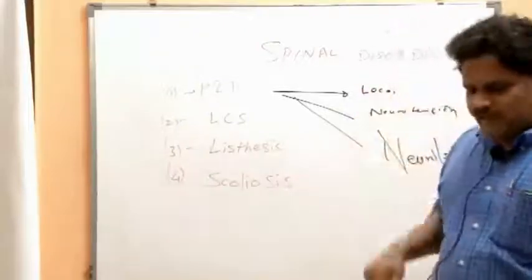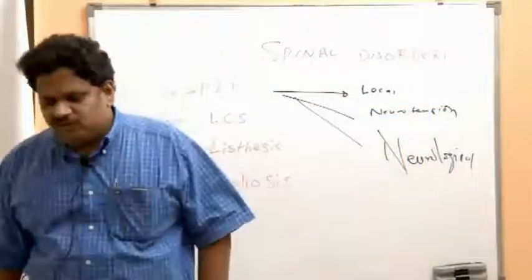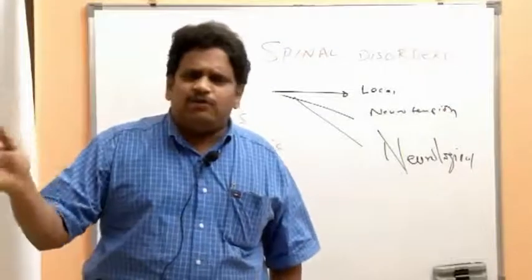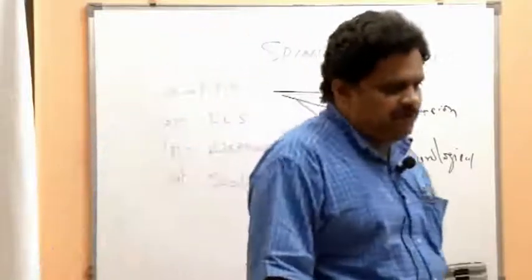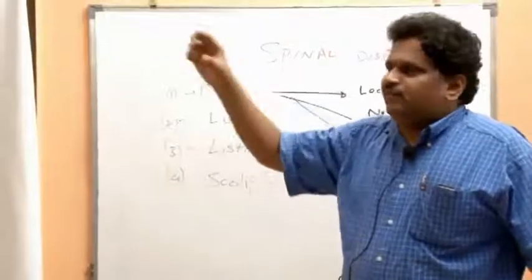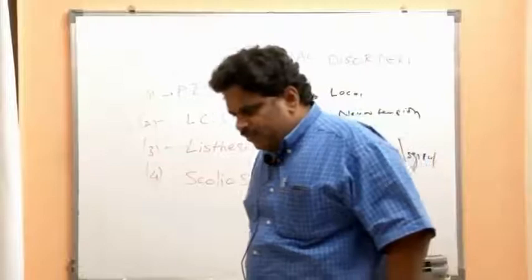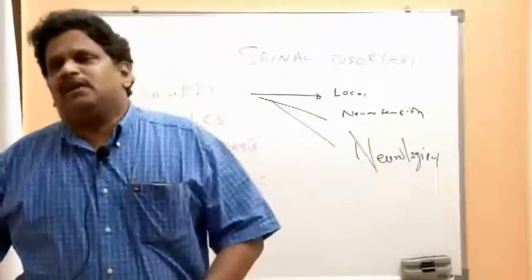You take an X-ray. X-ray many times will be normal, at least in the acute stage. Only thing, there can be loss of lordosis as a protective spasm. In the later stage, the disc height might reduce in a PID. Investigation of choice to know that it is PID is going to be an MRI.